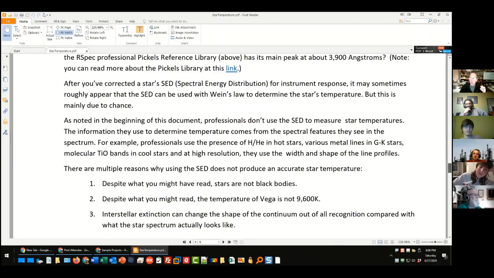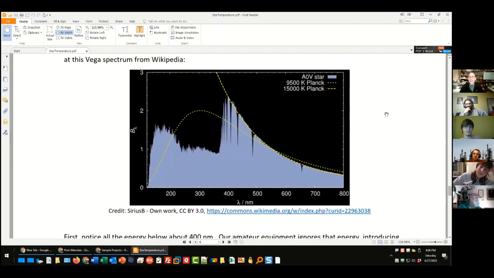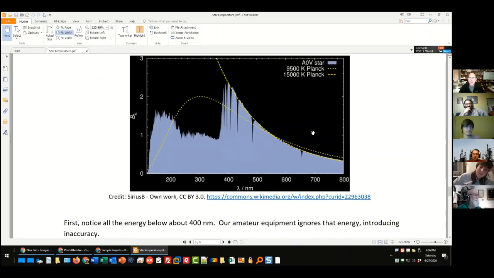The other problem is that here's Vega. And this is the Vega curve that we would get if we corrected. But this is the Planck curve for a star of that temperature, because there's a lot of energy down here that's outside the visual range that has to be taken into account when we're doing Wien's law. So determining temperature by the shape of the curve is not the right approach.